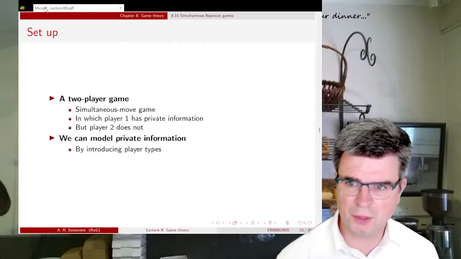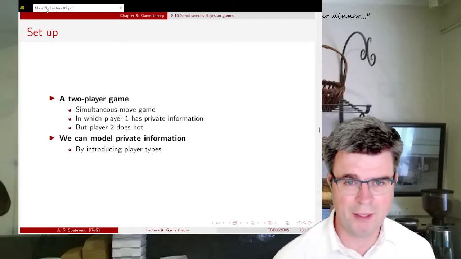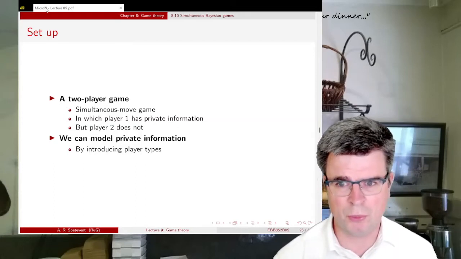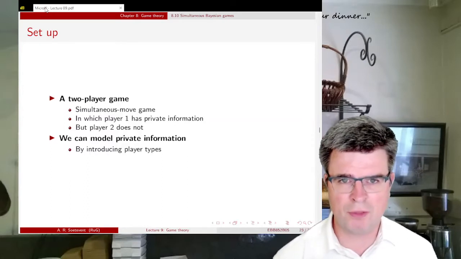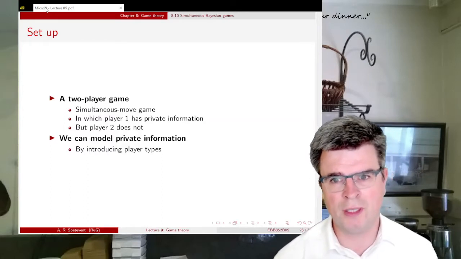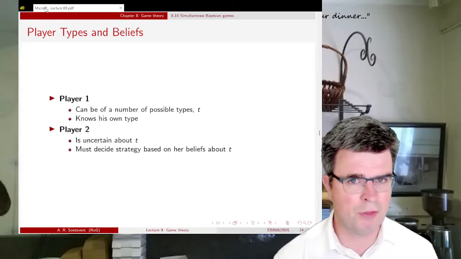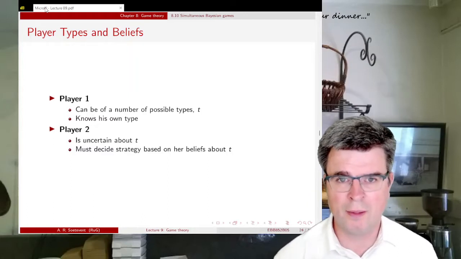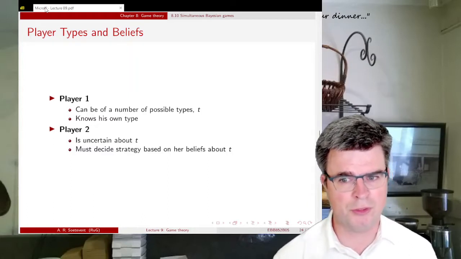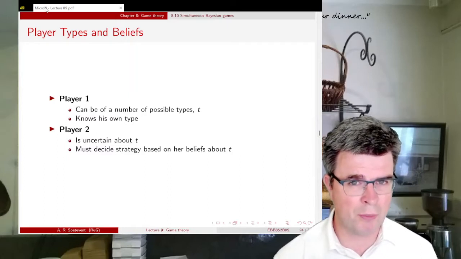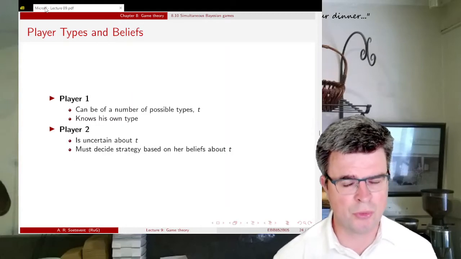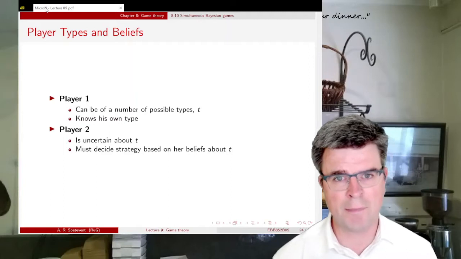So the setup is as follows. We have a 2-player game. They play at the same time. Player 1 has private information and player 2 has not, and we model the private information by introducing player types. Player 1 can be one of a number of possible types T, and he or she knows his or her own type and can also condition on it in making choices. Player 2 is uncertain about the type of player 1, but must decide which strategy or action to choose based on her beliefs about the type of player 1.